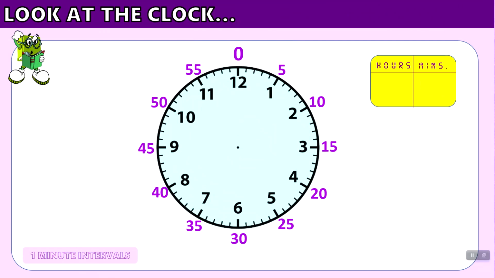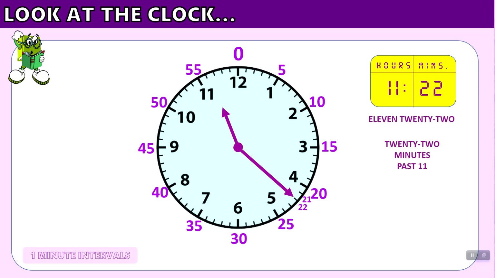Let's look at some more 1-minute intervals. The shorthand is right between the 11 and the 12, so it is 11 something. The longhand is between the 4 and the 5, so it is between 20 minutes past and 25 minutes past. And if we count 21, 22, we see that the time is 11:22, or 22 minutes past 11.